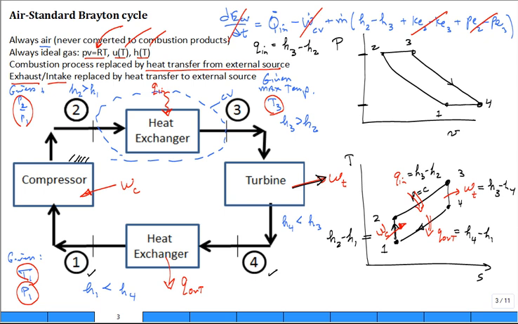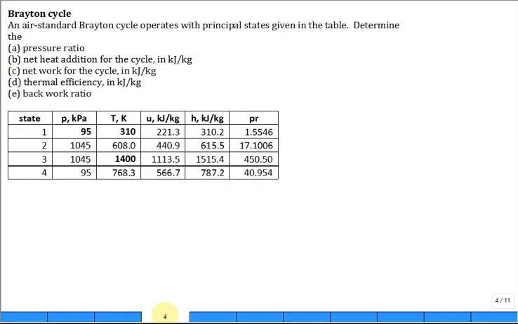Okay. Let's solve a problem. So here we have an air standard Brayton cycle operating with principal states given in the table. Determine the pressure ratio, the net heat addition to the cycle in kilojoules per kilogram, so it's per unit mass, net work, and thermal efficiency and the back work ratio.